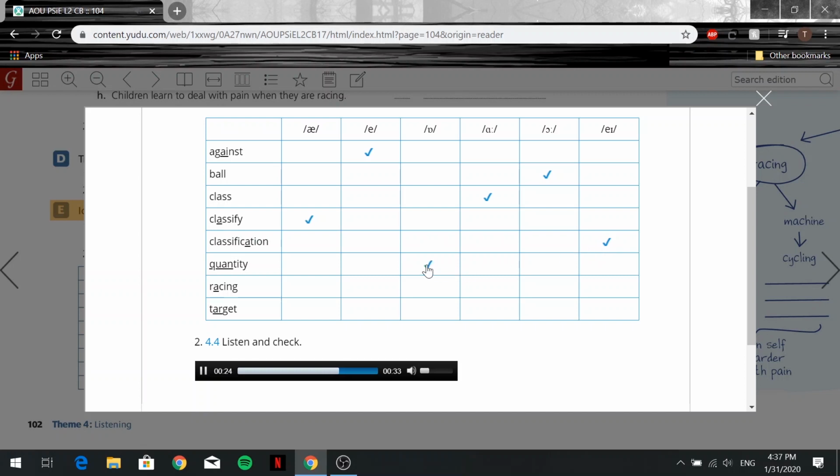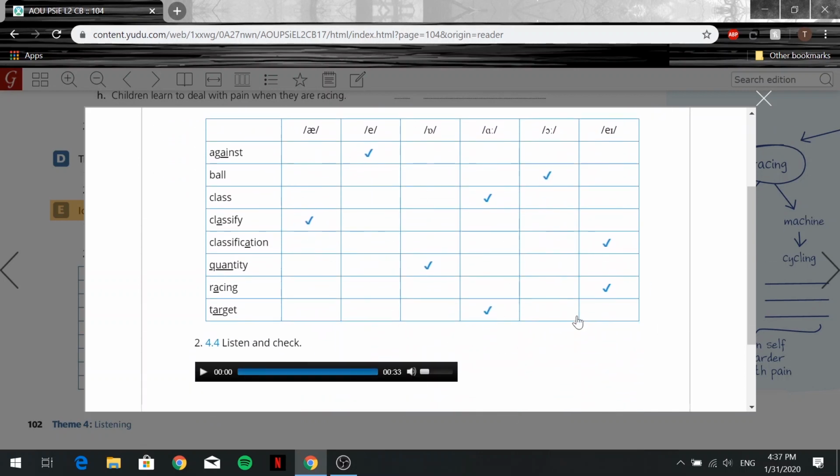Quantity. Racing. Target. Target, yeah, it's around here. Okay, so this is the correct answer.